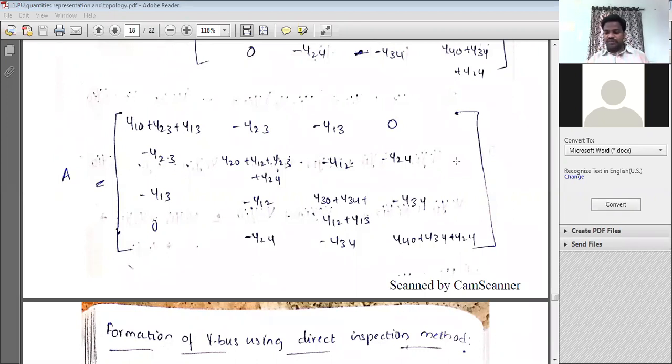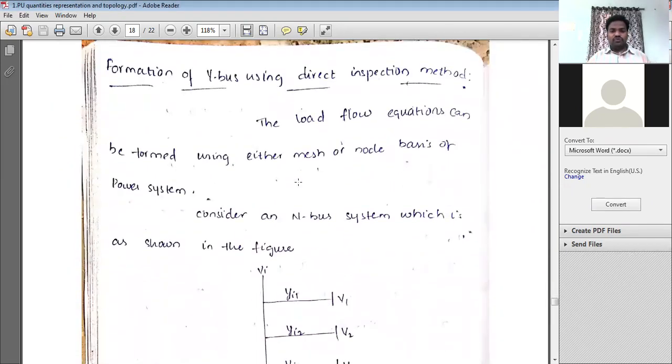Now it is time to start this particular topic. We are going to see the formation of Y-bus using the direct inspection method. This is a very easy method, and my suggestion is, if you are not asked to follow any particular method, you directly refer to this method for finding the Y-bus. We follow this method for determining the Y-bus for load flows.